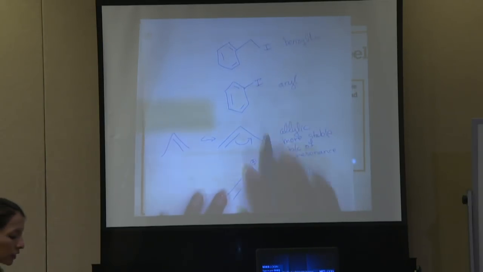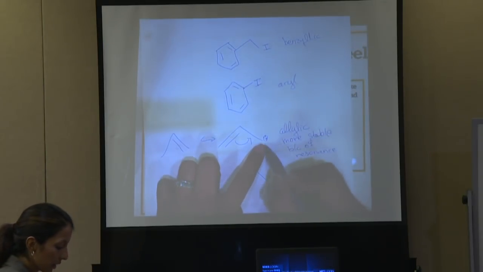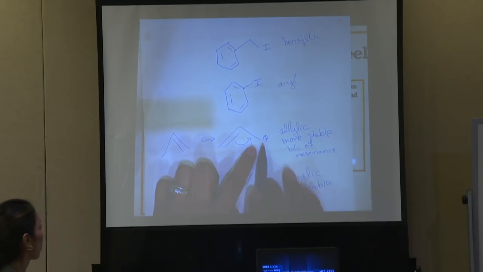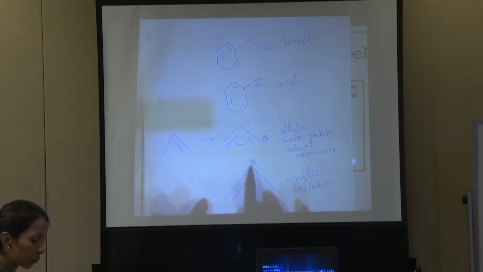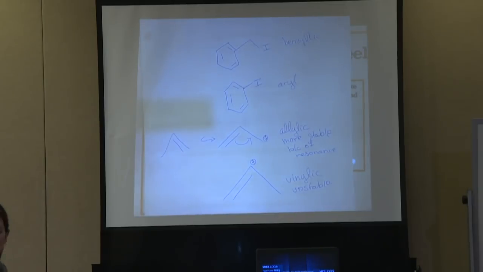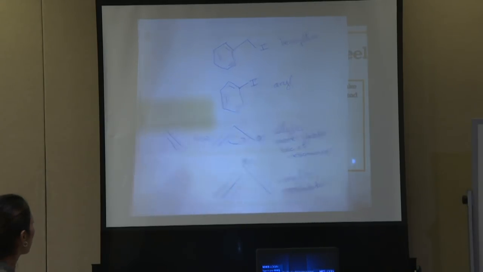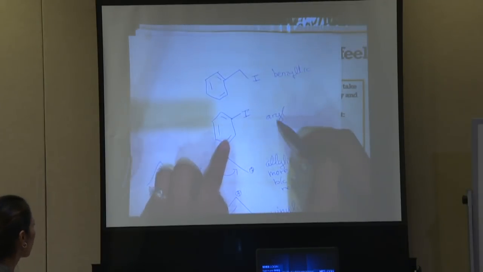Right? So you see the difference in positions, right? The allylic position is 1 away from the carbon. Vinylic is right on the carbon that's participating in the double bond. Does that make sense to everybody? All right. So now let's look at benzylic and aryl.